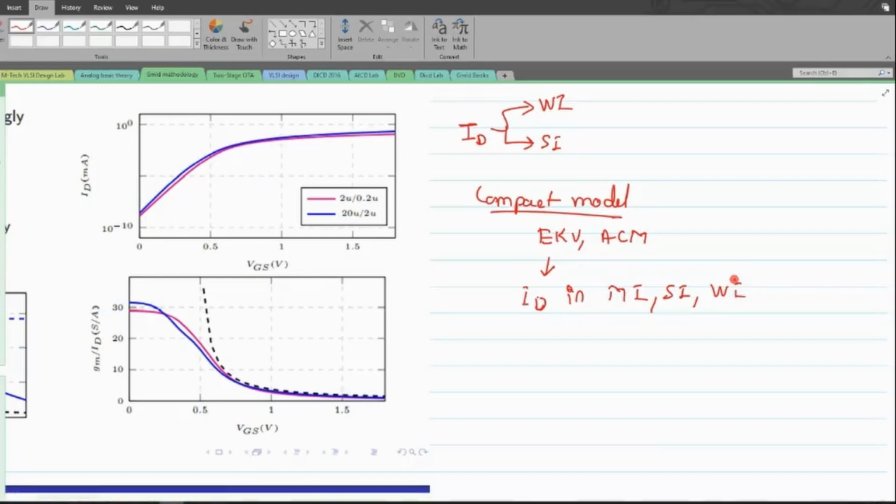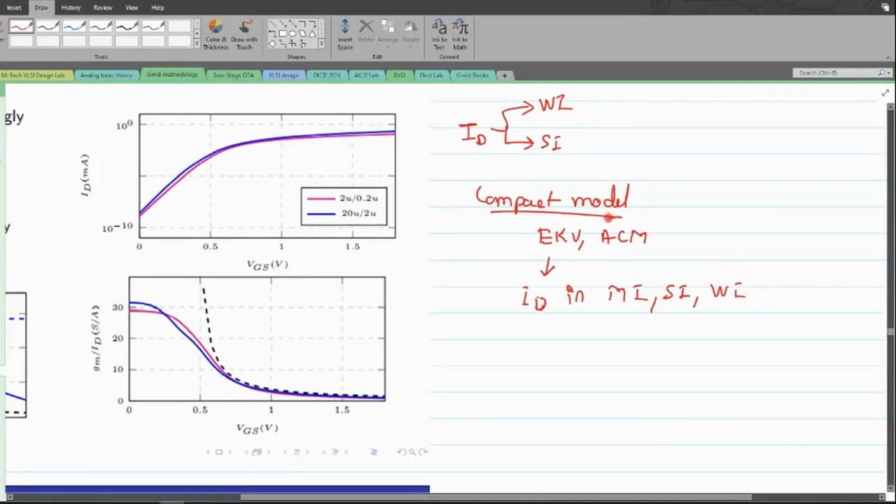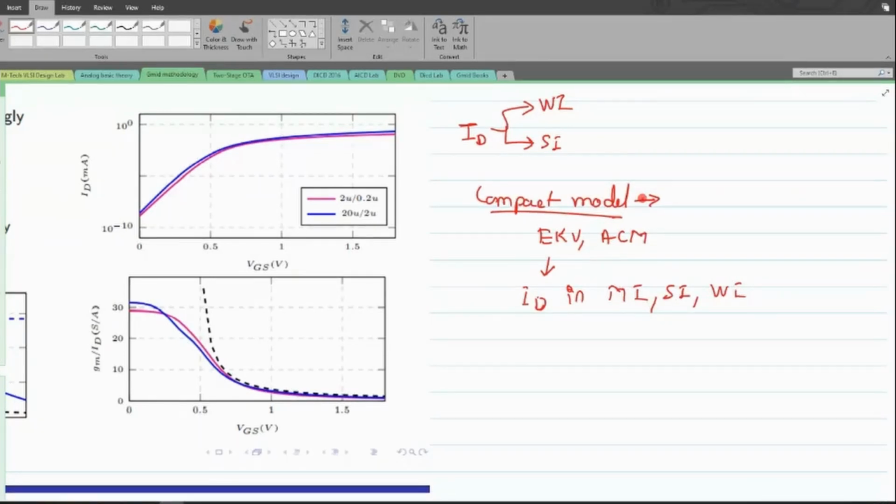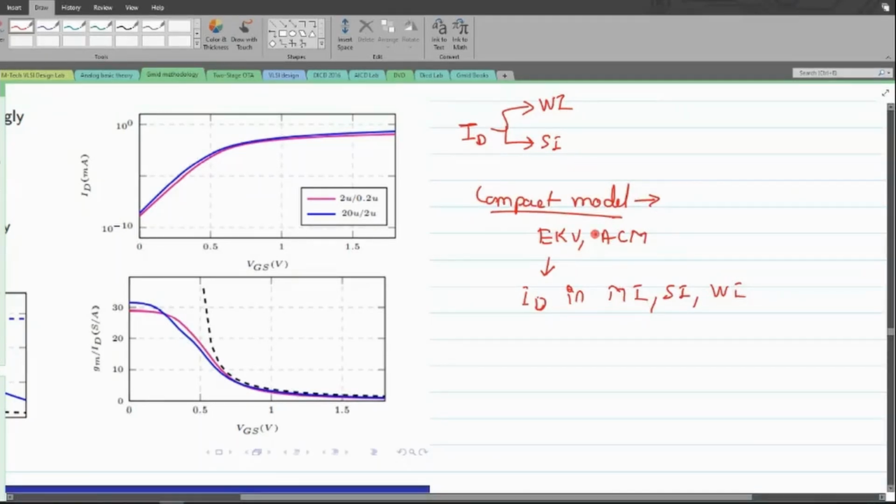But in order to keep this model compact, what they did is that they kept only a few parameters into consideration, and a few of the parameters like secondary effects are left out just to ensure that the model stays compact. Involving only very few parameters, like our square law, where it involves only very few parameters to define the current.